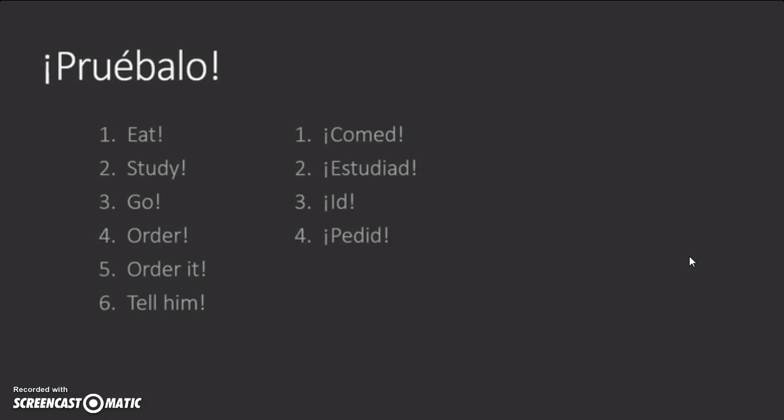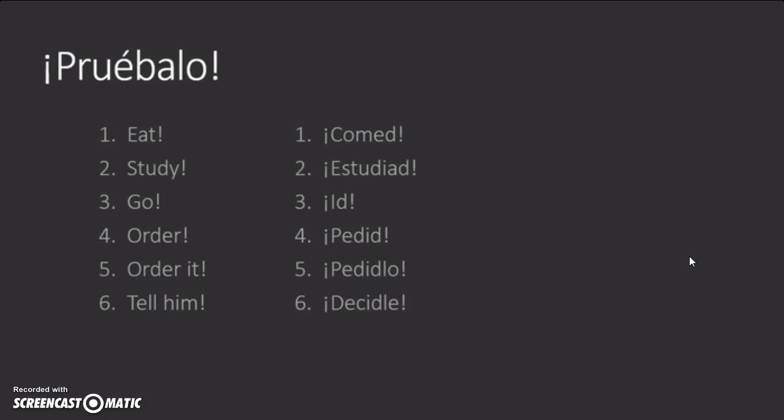Order is pedir, hopefully you remember it as pedir. So that is pedid. Notice how the stress is on that last syllable because it ends in a D. Remember, any other consonants on the last syllable. So when we go to order it, pedidlo, the stress is still there because it ends in an O. So we don't even need to write an accent mark here.